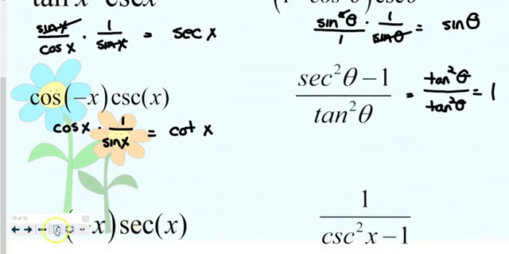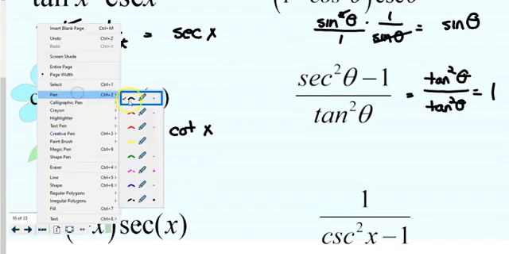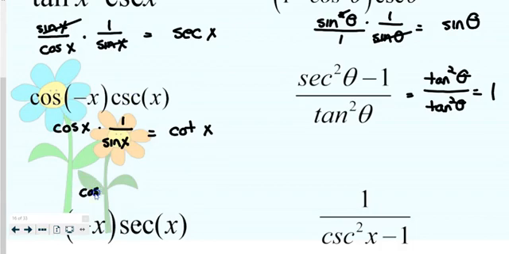And our last one down here, it's a little hard to see, I apologize for that. It says the cosine of negative x times the secant of x. Well, the cosine of negative x is equivalent to the cosine of x. And the secant of x is 1 over the cosine of x. And cosine times its reciprocal simplifies to be just 1.